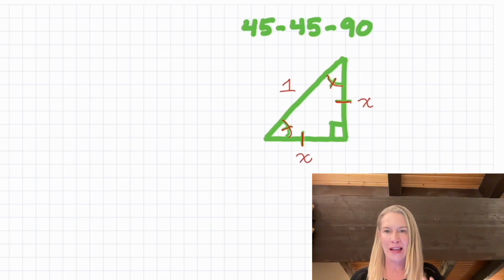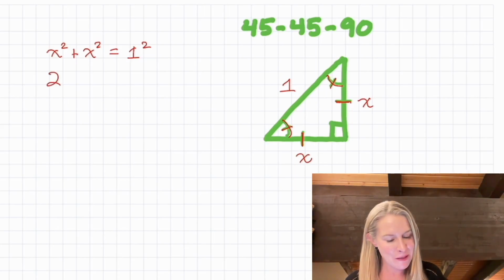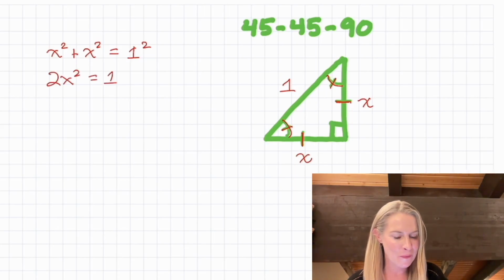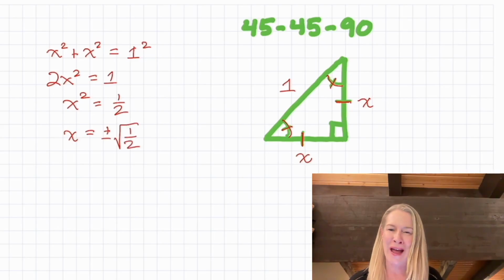So to figure out what that x length is, we can use the Pythagorean theorem. x squared plus x squared is equal to 1 squared. And then that means 2x squared equals 1. That means x squared equals 1/2. And that means x is equal to plus or minus square root of 1/2.